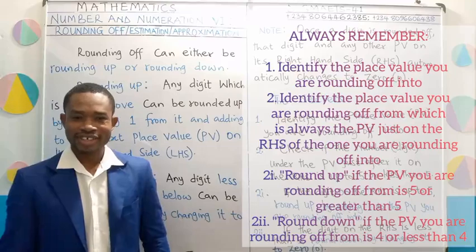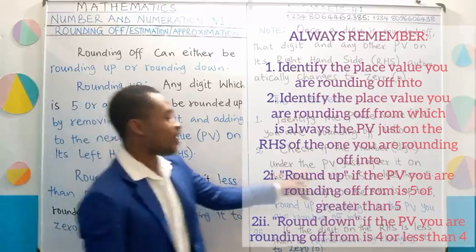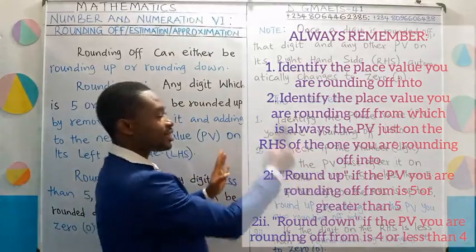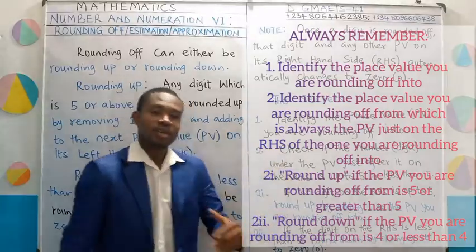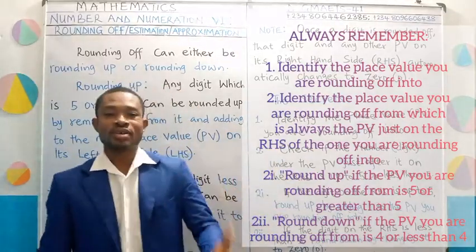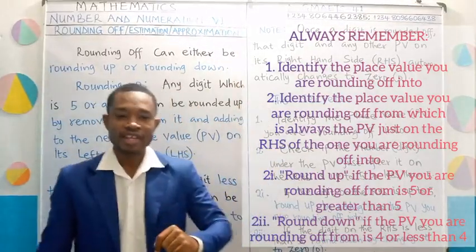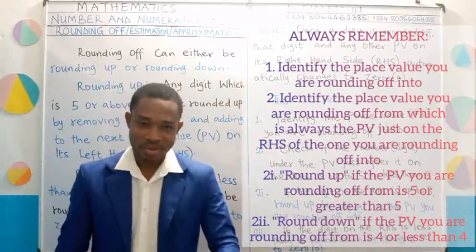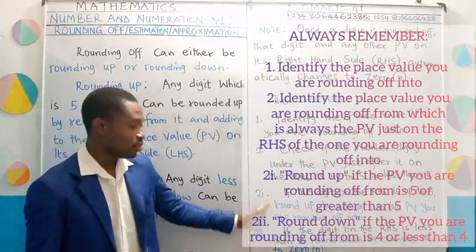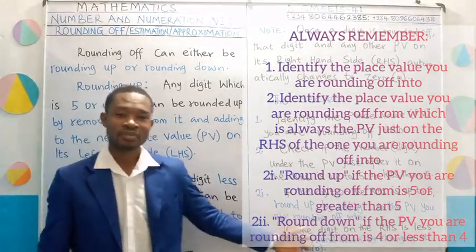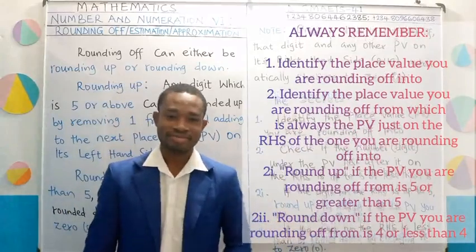Am I communicating? Now, once you identify the digit that is on the right hand side of the place value you are rounding off into, you now check if that digit is to be rounded up or if that digit is to be rounded down. That is what we now have in 2i and 2ii, telling you how you now do the rounding off. I've explained that earlier.